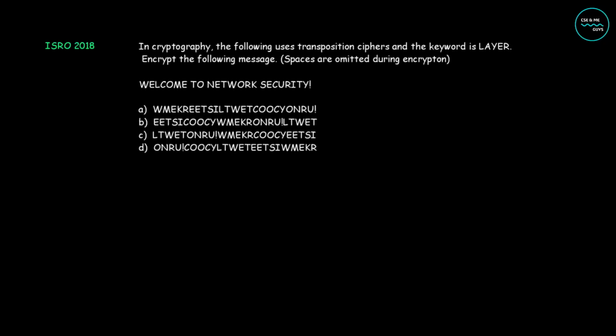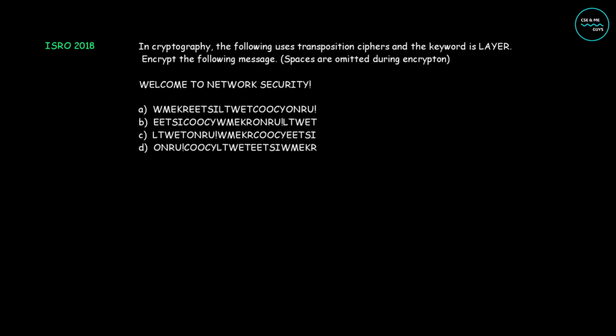Welcome back. Today we'll look at a question from ISRO. The question is from computer networks, in the cryptography section. The cryptography section of ISRO is a bit different from GATE, so this question might not be asked in GATE. So read carefully if you want to continue. Let's look at the question.